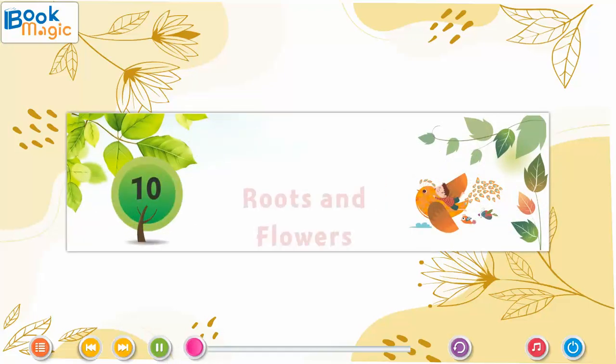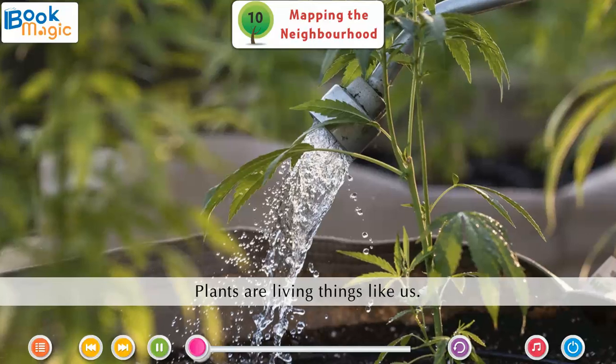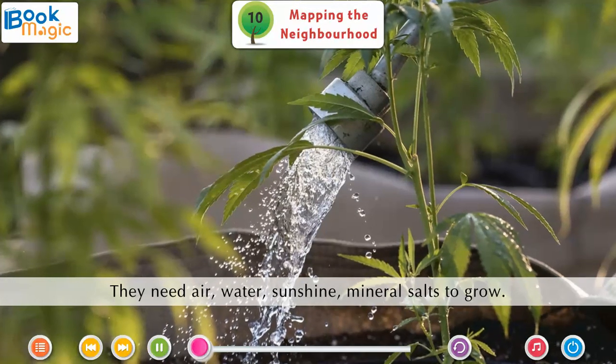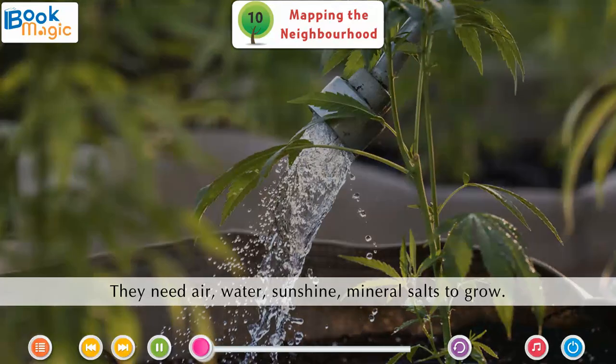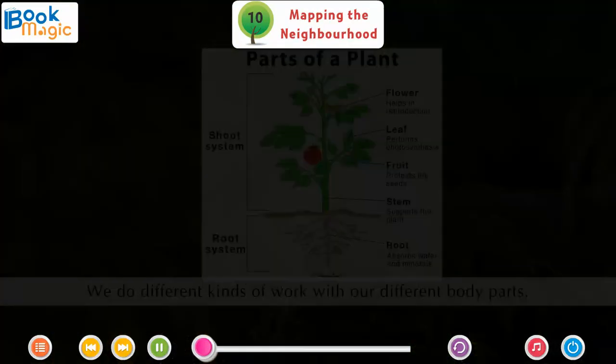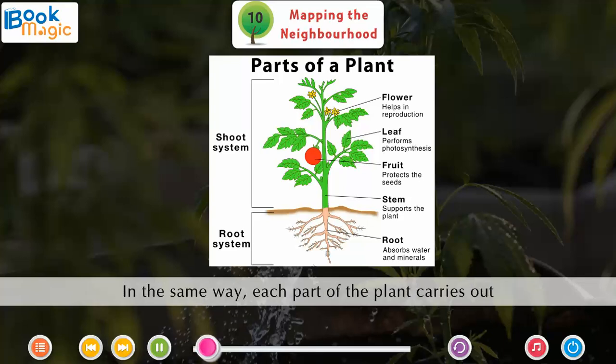Chapter 10. Roots and Flowers. Plants are living things like us. They need air, water, sunshine, and mineral salts to grow. They have different parts like our body parts. We do different kinds of work with our different body parts. In the same way, each part of the plant carries out different important functions.